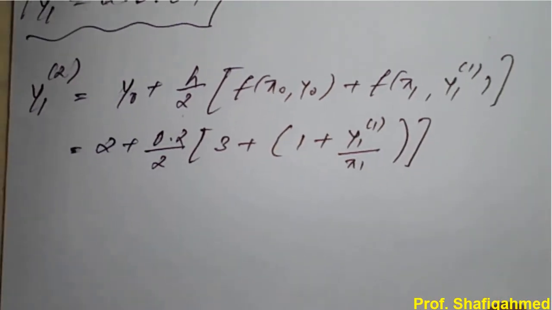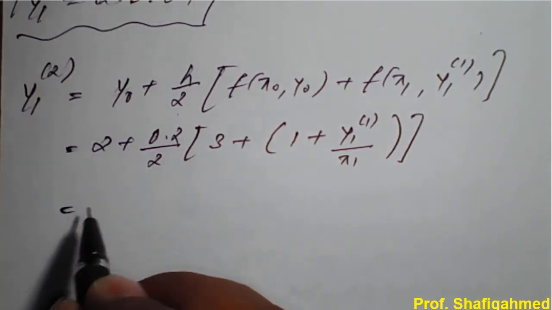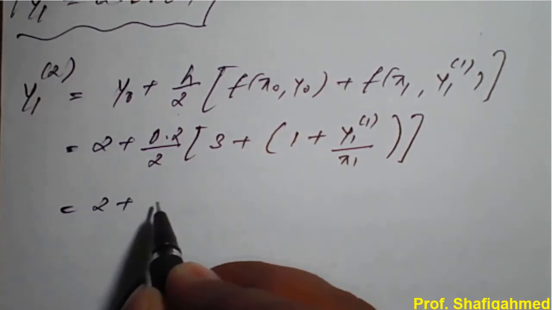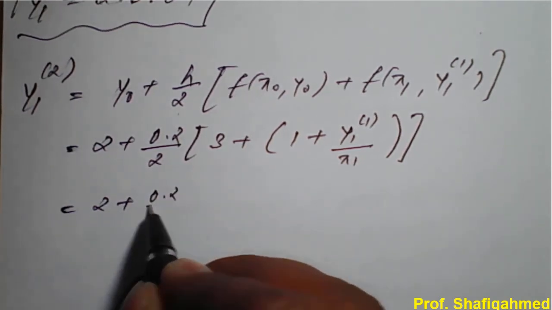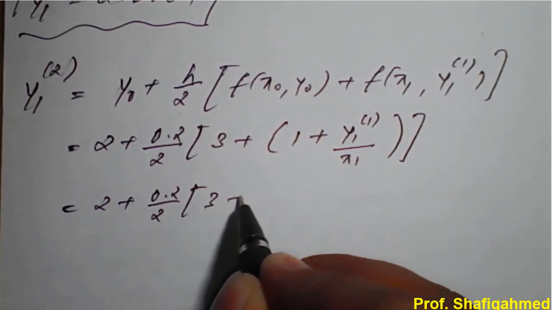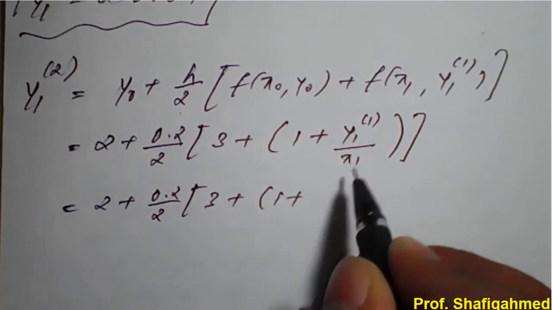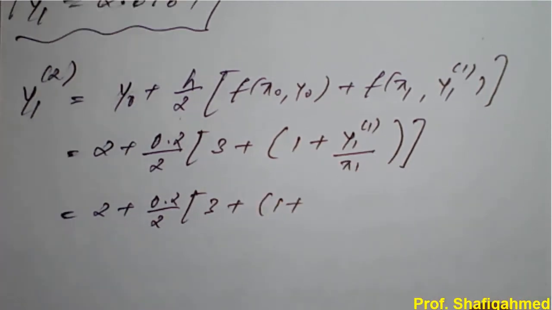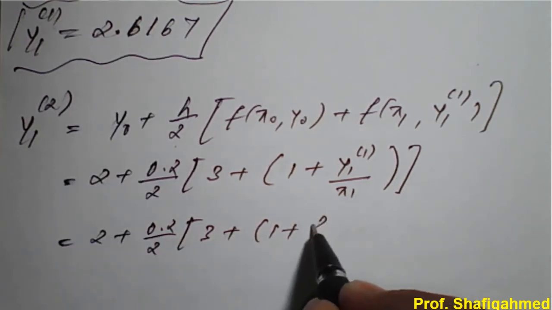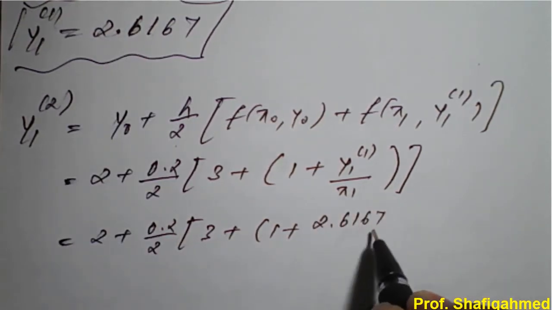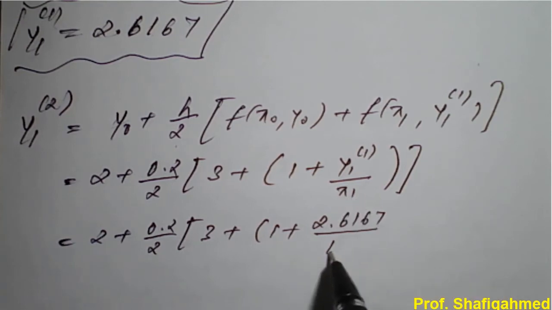So therefore on simplification, we'll first add the value. So the 0.2 upon 2, or else keep it as it is. We'll put everything directly in the calculator. So 1 plus y1 of 1, just now we got y1 of 1, how much did we get? 2.6167, write it, 2.6167, and x1 will remain the same as 1.2.